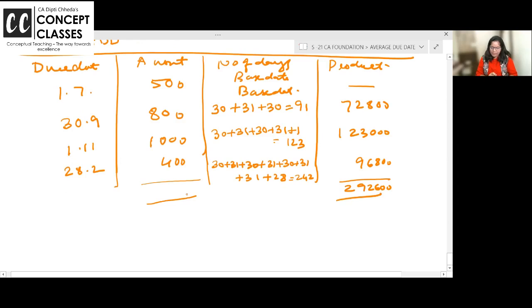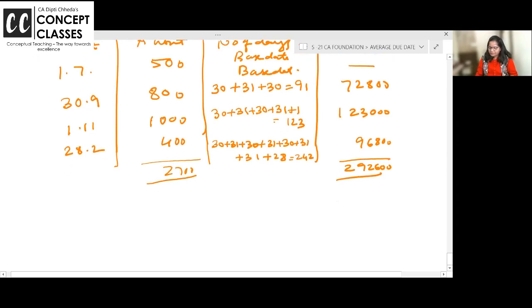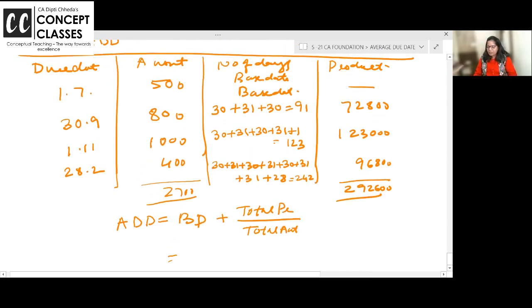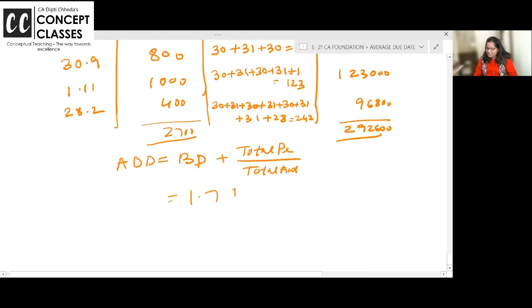And this we know already. How much it is? 2,700. What is average due date? Base date plus total of the product divided by total of the amount. What is the base due date? 1st of July. Total of product 292,600. Total of amount 2,700. So they are saying 1st July.